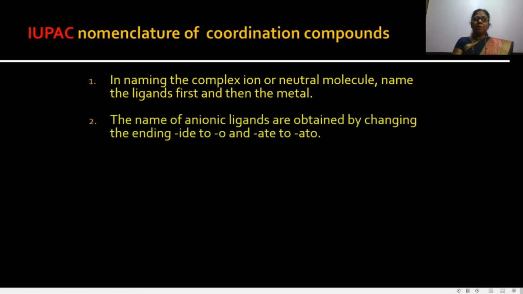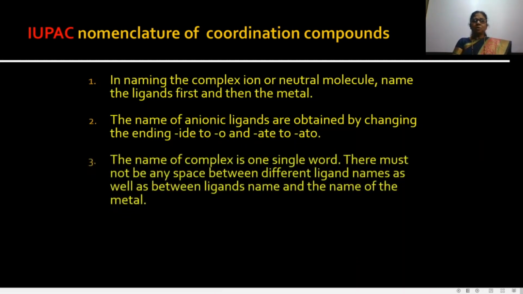The names of anionic ligands are obtained by changing the ending IDE to O and ATE to ATO. This is the rule. We know that the coordination sphere can be anionic, cationic or neutral. If there are anionic ligands, then the ending IDE becomes O and ATE becomes ATO. We will see this in the next slide.